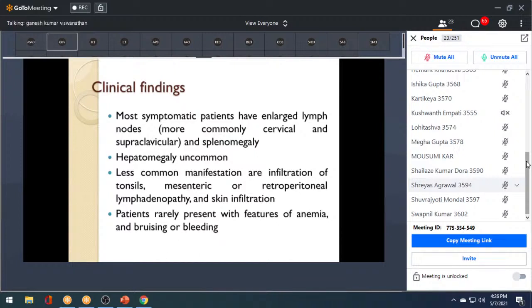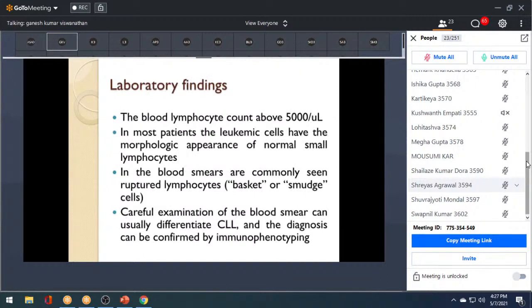When the disease progresses to a very later stage, we'll come to staging of CLL in a bit, it involves the bone marrow. Because of that, the patient can have reduced red blood cell production, resulting in anemia and bleeding, etc. Sometimes there is a hemolytic type of presentation also.